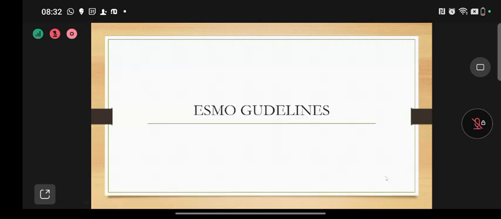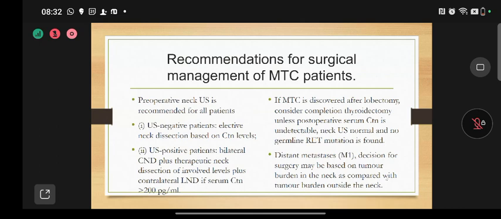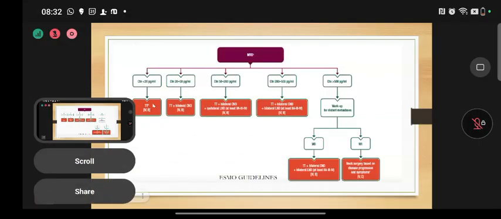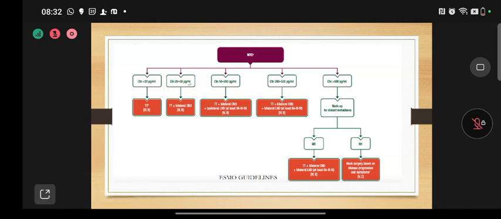Briefly about the ESMO guidelines. ESMO warrants preoperative ultrasound in all patients. If the calcitonin is less than 20, they give the option of total thyroidectomy. Again, neck dissection may be considered based on the surgeon's assessment. Calcitonin 20 to 50 means total thyroidectomy with or without bilateral central compartment dissection. If the calcitonin is 50 to 200, they advise total thyroidectomy with bilateral central compartment and ipsilateral lateral compartment dissection of levels 2 to 4.